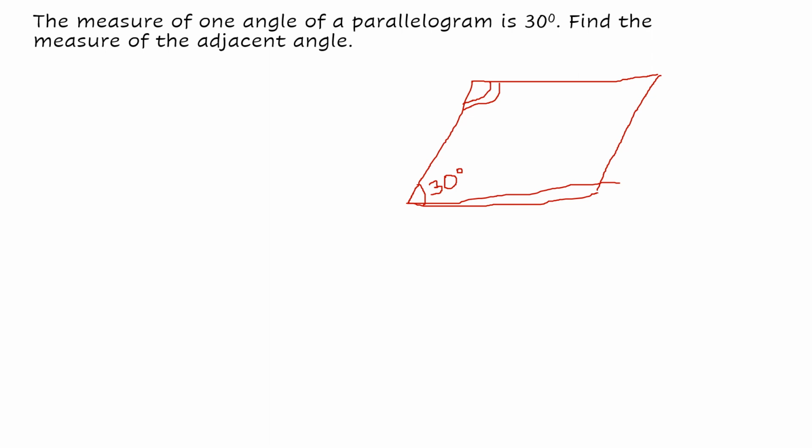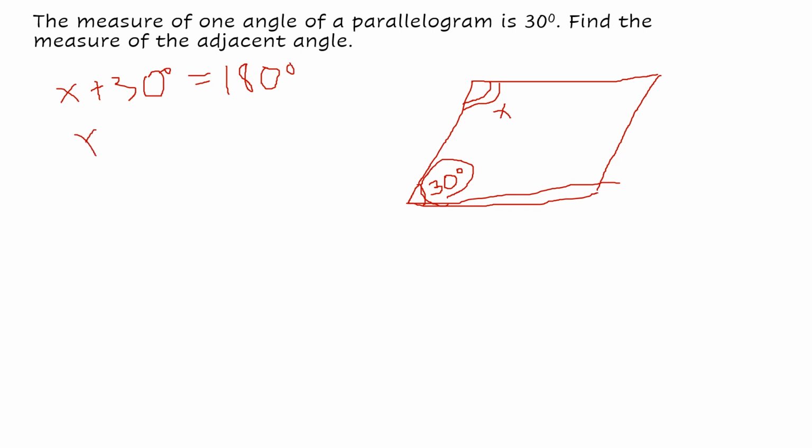So, since based on the properties of a parallelogram, the adjacent angles are supplementary. So, when we say supplementary, the sum of the two angles is 180 degrees. So if the sum of this angle, let's say this is angle X, and this 30 degrees is 180, then we can say that X plus 30 degrees is equal to 180 degrees.